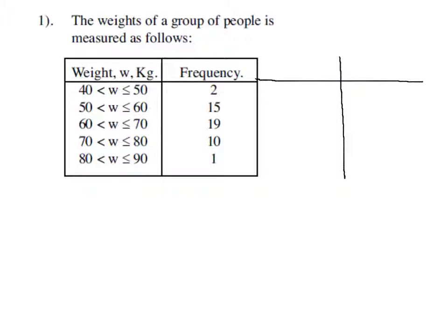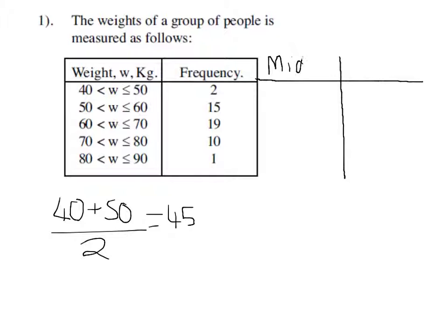You can either work out the midpoint by adding the 2 numbers together and dividing by 2. So 40 plus 50 is 90, divided by 2 is 45. Or you can just see that the number halfway between 40 and 50 is going to be 45. So we're going to add an extra column for our midpoints. This one's going to be 45. Halfway between 50 and 60 is 55. Halfway between 60 and 70 is 65, 75, and 85.